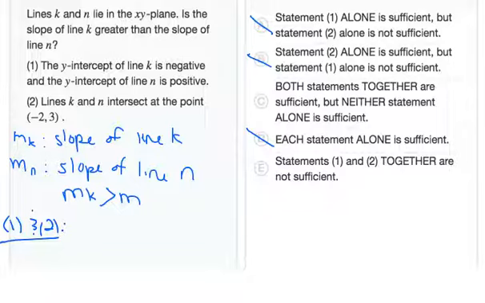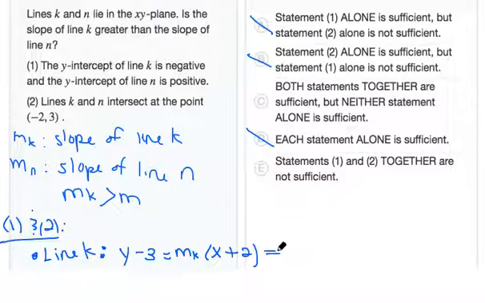We can use the slope-intercept form to find an equation for each of the lines, and then we'll compare their slopes. Let's start with line K. Using the point-slope form, we have y minus y1, which is the point it crosses through, so 3, equals mk times x minus x1, where x1 is -2, so minus -2 gives us plus 2. If we simplify and isolate y, we end up with y equals mk times x plus 2mk plus 3. This 2mk plus 3 is our y-intercept.